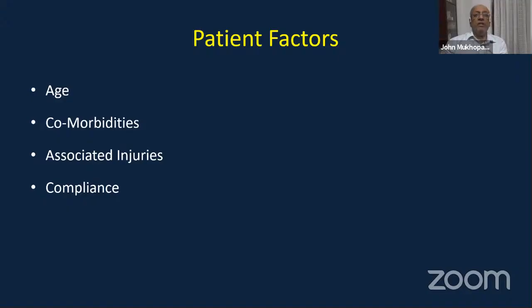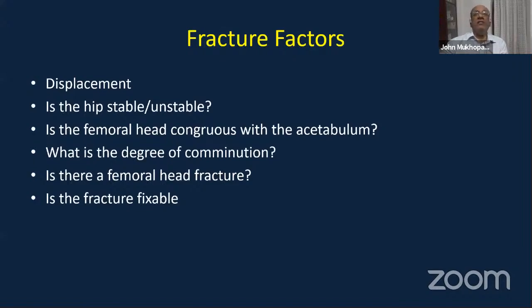Sometimes in a very elderly patient, the risk of any major surgery may not be justified, and you may have to treat them conservatively. Okay, you need to look at the fracture pattern, and this is obviously the displacement. Is this hip stable or unstable? And we're going to go through these factors as we go along. Is the femoral head congruous with the acetabulum? This is really important. What is the degree of comminution of the fracture? Is there a femoral head fracture? I think that makes it much higher risk of developing problems, and those are situations where sometimes you may decide on a primary arthroplasty.